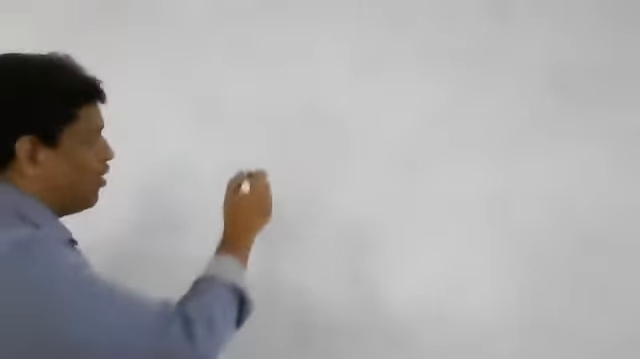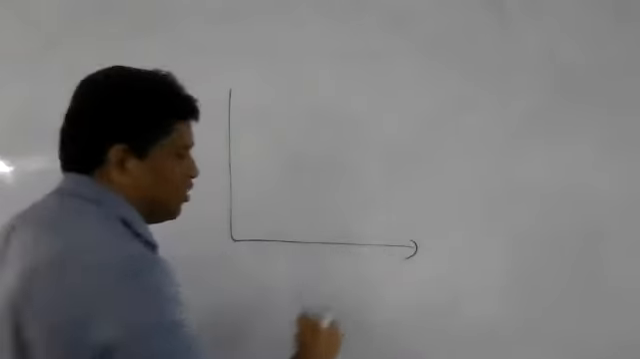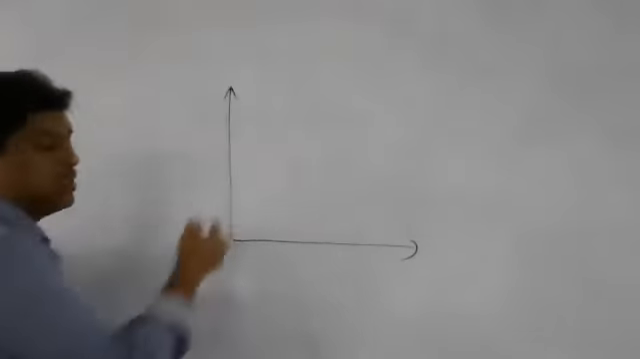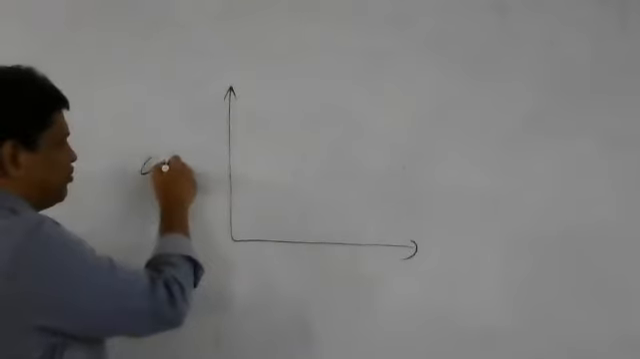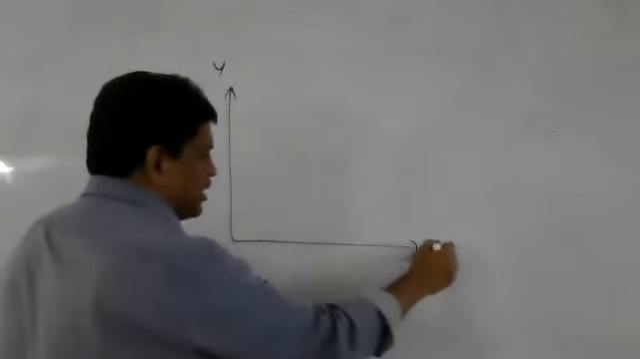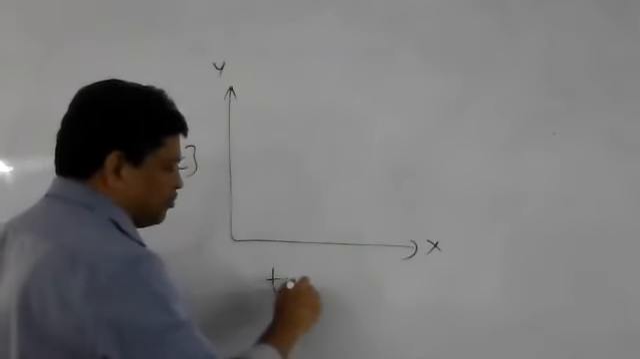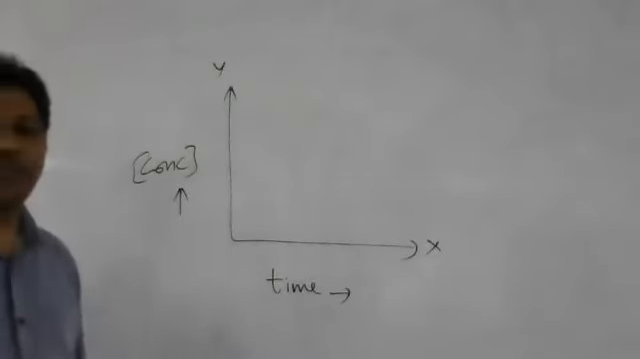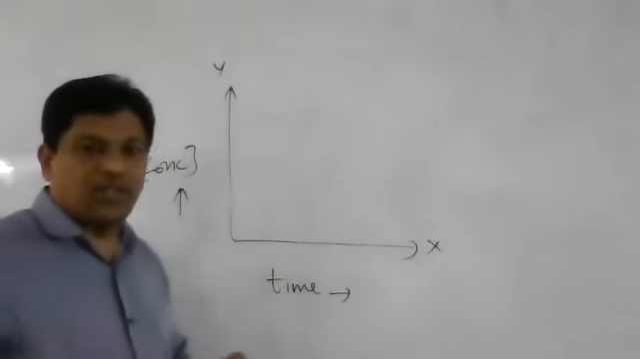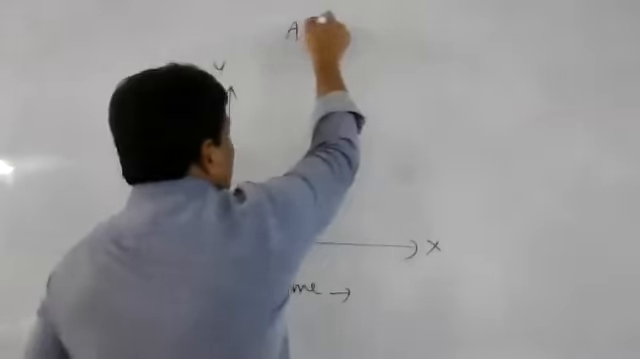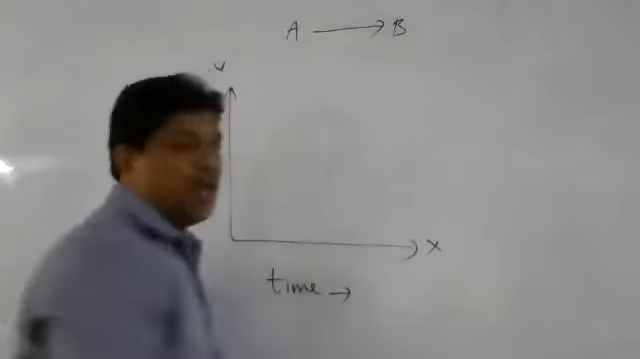So now here, if you take a graph of concentration variation versus time. Suppose I am taking concentration on the y-axis and on the x-axis I am taking time. So concentration versus what? Time. Now if you take a reaction of A converting into B, it is one chemical reaction taken.